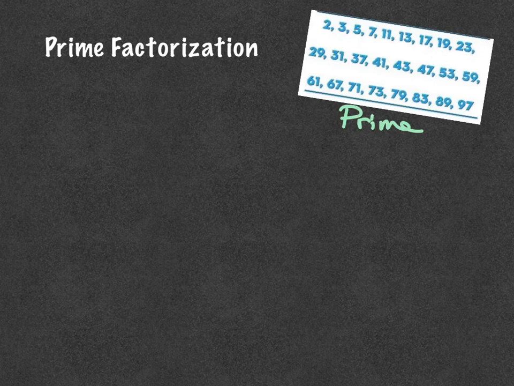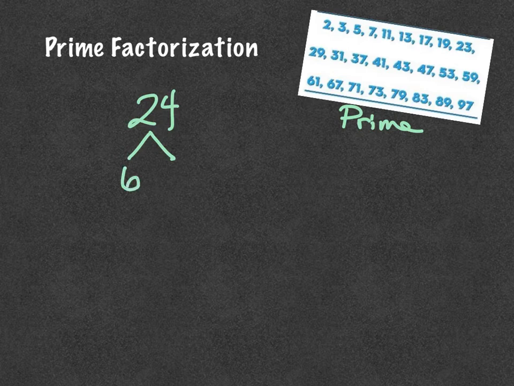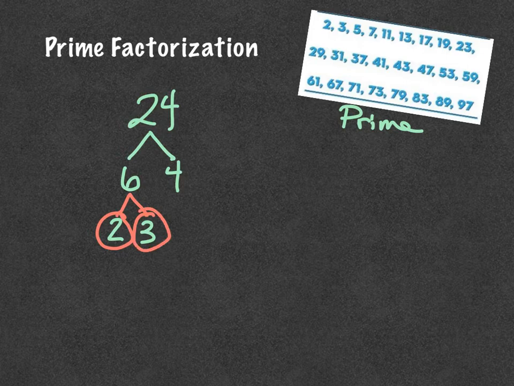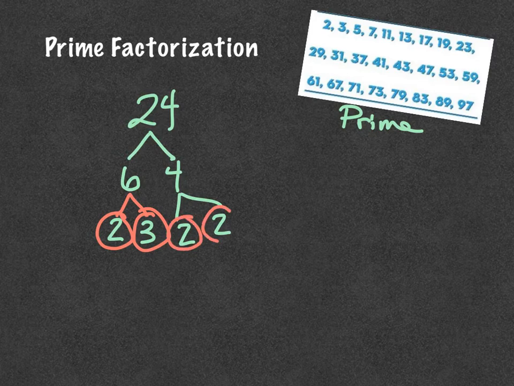So let's try 24. Okay, so we're going to break down 24. There are so many factors of 24. I'm going to choose 6 times 4. So I can break down 6 into 2 times 3, and both of those are prime, 2 and 3. And then I can break down 4 into 2 times 2, and both of those are prime, okay?